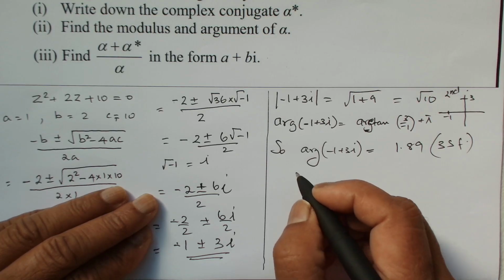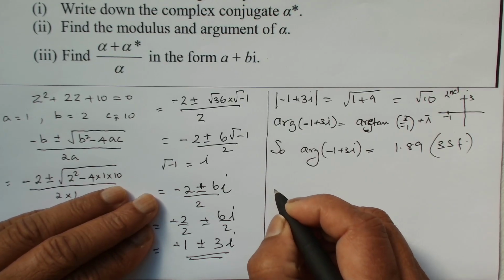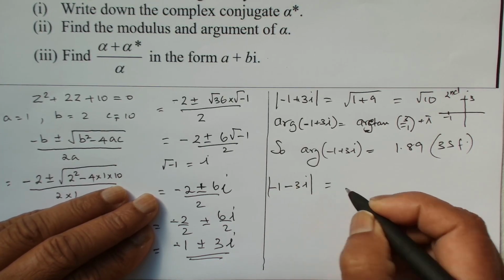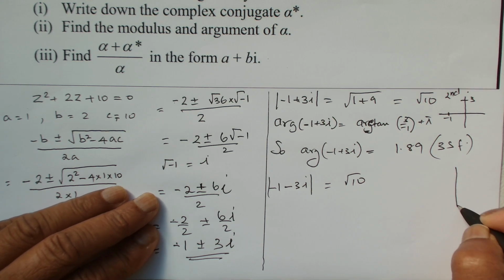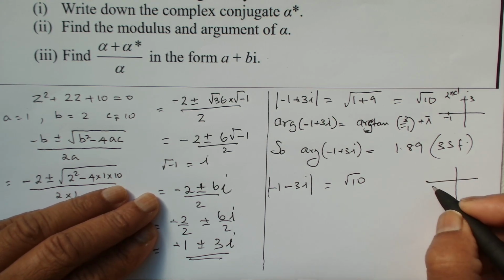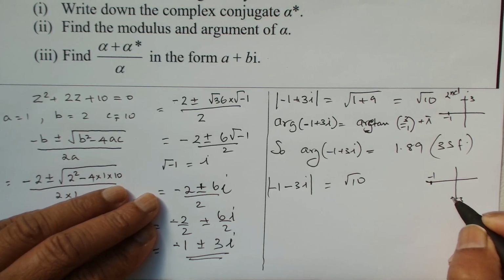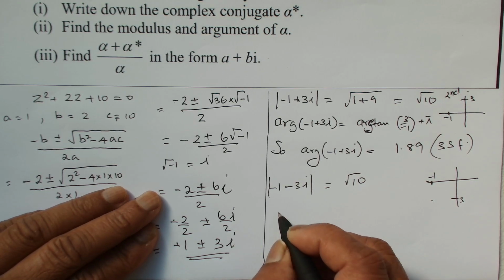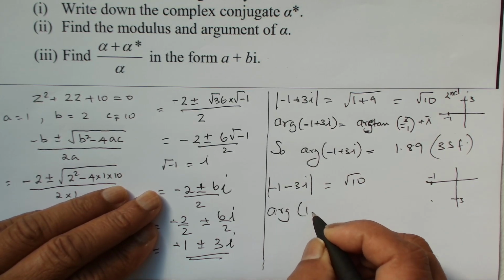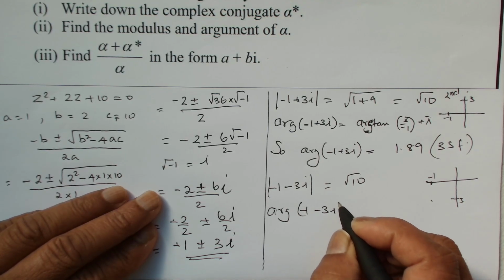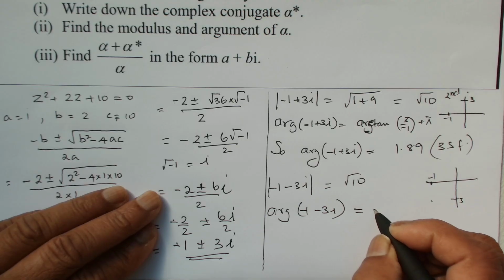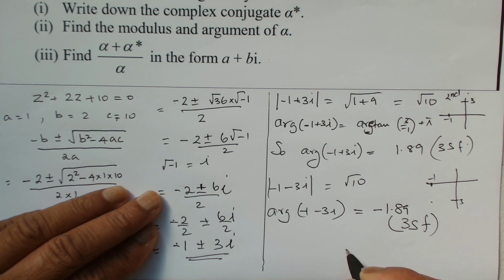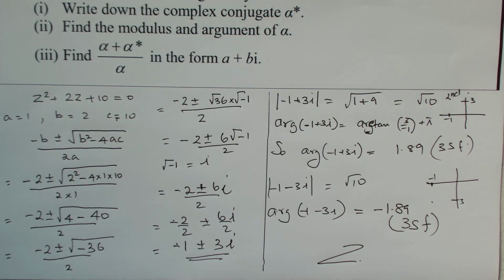And similarly, if I do the next one, the negative one, minus 1 minus 3i, we still get root 10, but this time it is going to be in the other quadrant. So that will be minus 1 and minus 3, so it's going to be on this one. Therefore, the argument of minus 1 minus 3i is simply minus 1.89, to 3 significant figures. That is the first question answer.